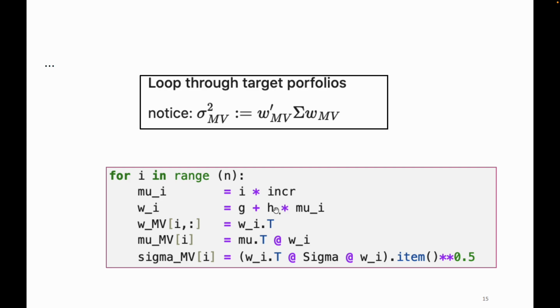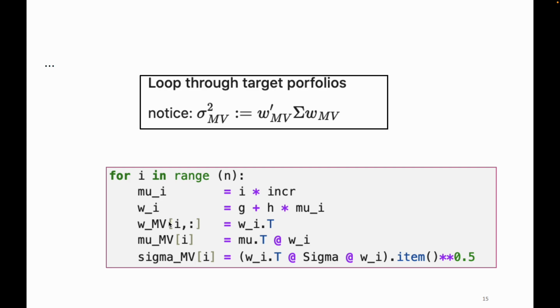And now I need to check dimensions. What do I know? G and H are column vectors. They were 2 times 1 arrays. And mu I is a scalar here. And therefore I simply use scalar multiplication. And I still will end up with an array. So Wi will be an array.